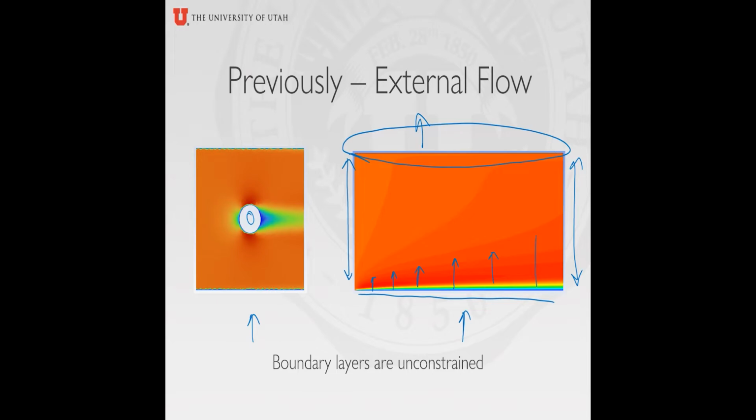Theoretically, this could grow up until the point that we hit this laminar to turbulent region. In that case, then things will change a little bit. But now we're going to be talking about internal flow, and because our geometry is constrained, these boundary layers can't just continue to develop. They're going to be constrained or limited by the walls in the simulation.